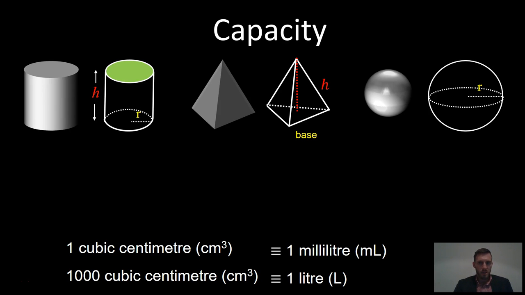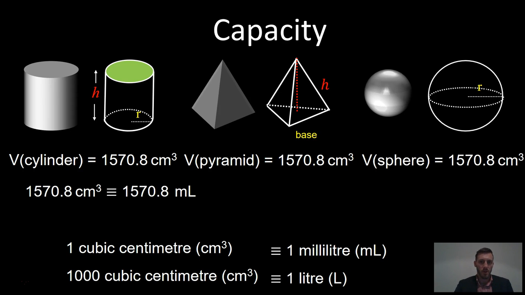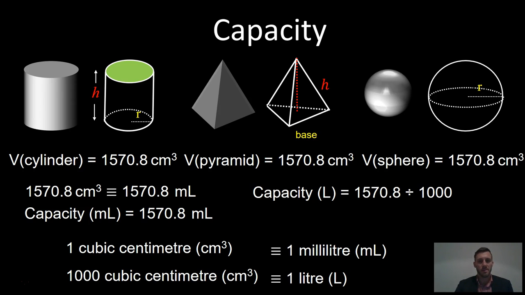In the previous videos, we calculated the volume of these solids. Let's assume that these solids all have the same volume. So we've got the volume of the cylinder, pyramid, and sphere is 1,570.8 centimeters cubed. This is equivalent to 1,570.8 milliliters. So the capacity is 1,570.8 milliliters of all of these solids here. How many liters is it? To convert to liters, we looked at that previously. We've got to divide by 1,000. And we get the capacity in liters of these solids is 1.57 liters.